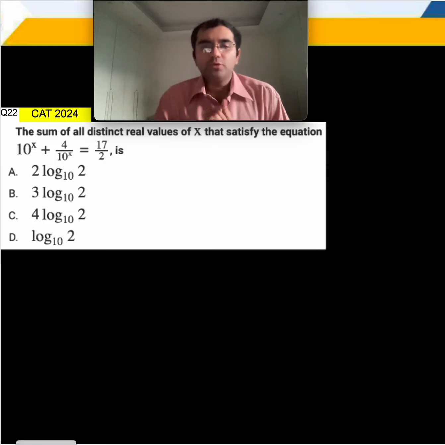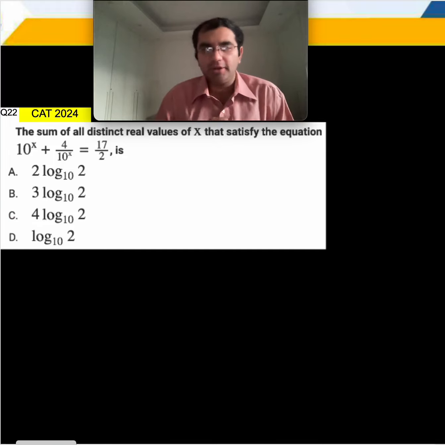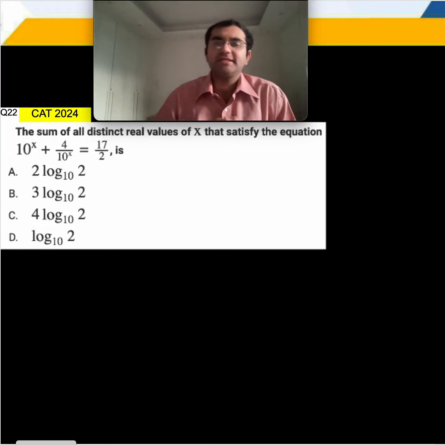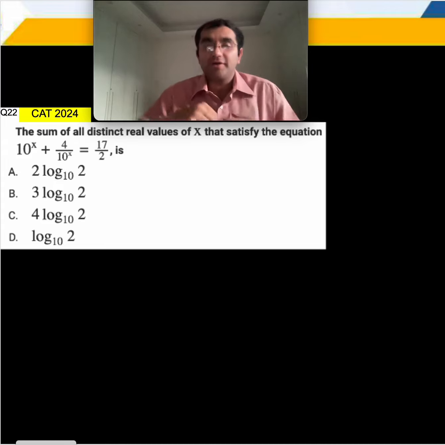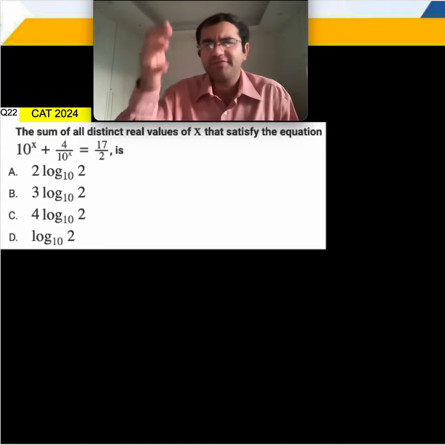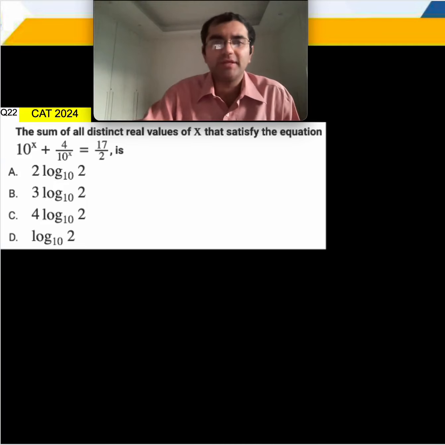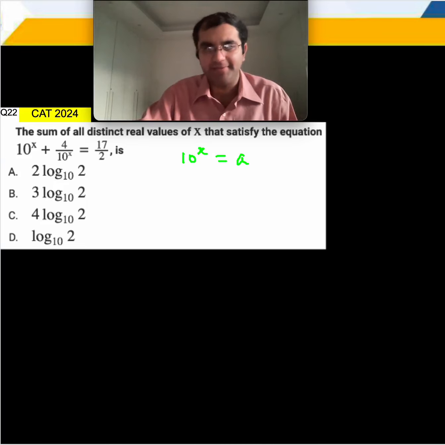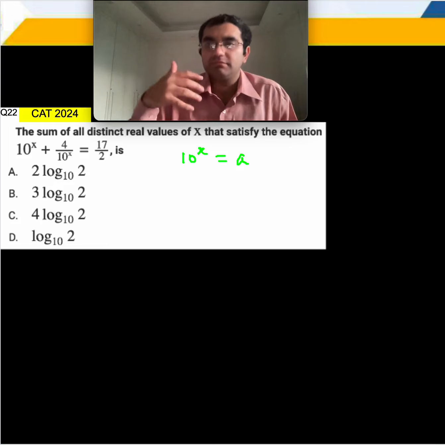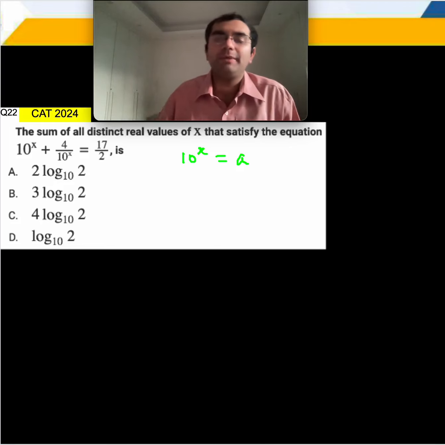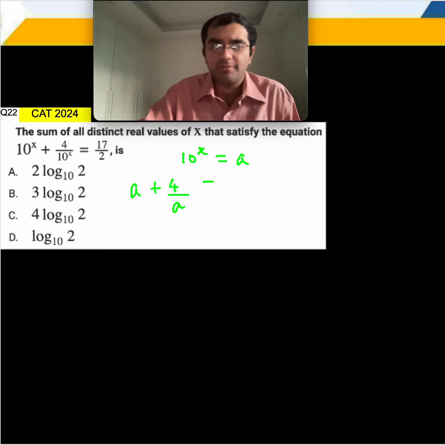It's a beautiful question on logs mixed with quadratic. So 10 power x, we are very familiar with these kinds of questions. In this we introduce a new variable for 10 power x, let's say a. Okay? So familiarity is your weapon in these exams, but still this was lengthy. We write a, a plus 4 upon a is 17 upon 2, and we make a quadratic out of it.